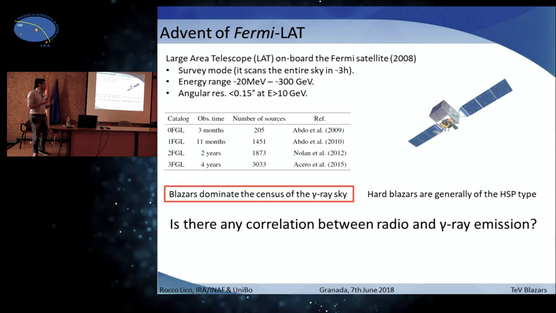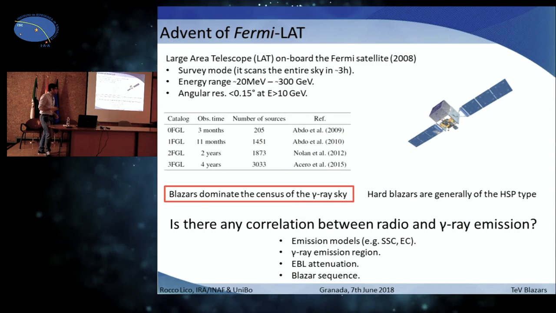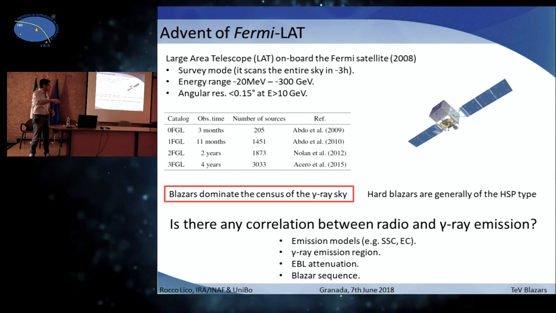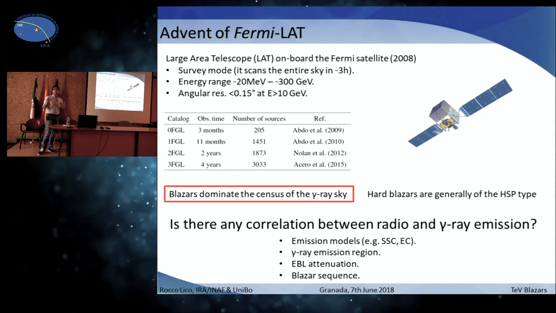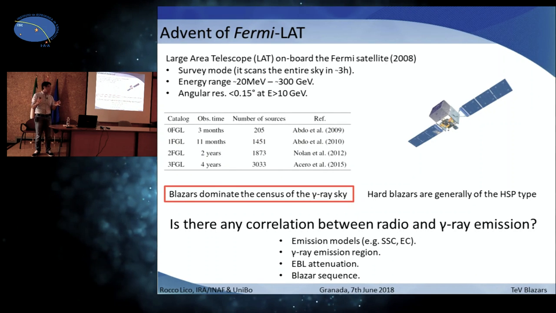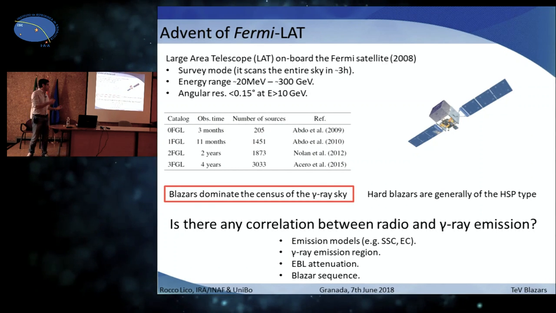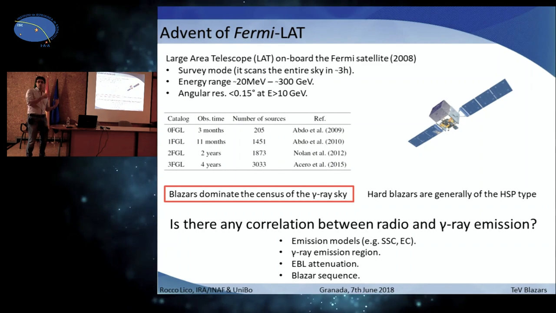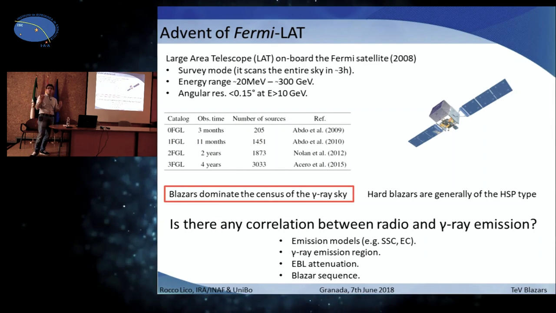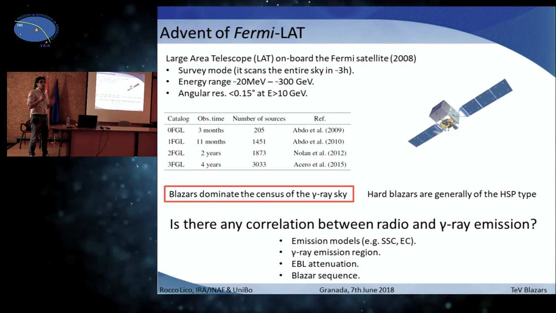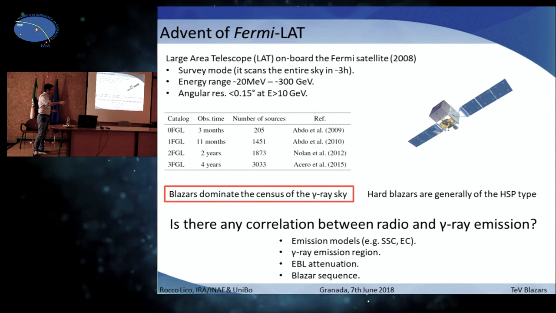Why is that important? It's important for a number of reasons. For example, it's important to discern among the emission models we mentioned before, synchrotron self-Compton or external Compton models. It's important to obtain indication on the location of the gamma ray emission region with respect to the radio emission region. It's important for obtaining, for example, information on the EBL absorption and on the EBL density, as well as for the blazar sequence and so on. So, for a number of reasons, it's very important to understand if there is any possible connection between radio emission and gamma ray emission. The answer to this question is yes.